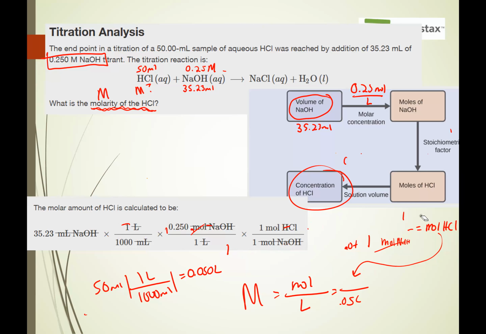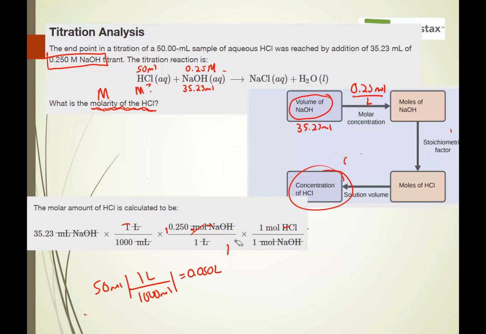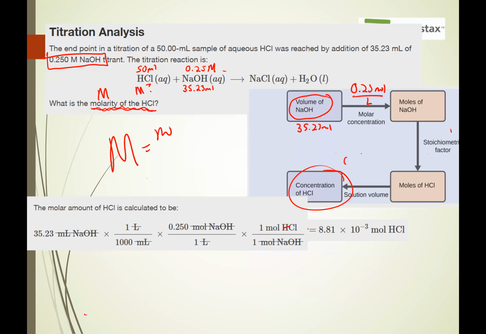Here it is when I just get the moles and do it separately. It's the exact same thing, I'm just stopping at the moles. And we get 8.81 times 10 to the negative 3 moles. Then to do our molarity, we need moles over liters. So that's going to be 8.81 times 10 to the negative 3 moles over 0.050 liters. Well, with sig figs, we need to fix it still.